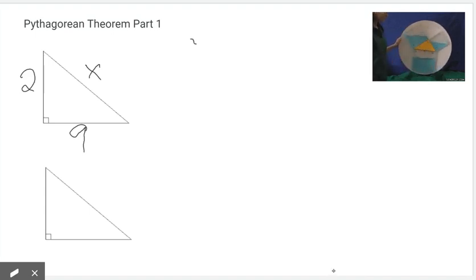Remember, your equation is a squared plus b squared equals c squared. When you're looking for the third side of a right triangle and you already have two sides, this is how it works. Now, which of these sides is my a? It can be either 2 or 9. Either one's fine, but let's do the 2. So 2 squared plus 9 squared equals x squared, since that's what we're looking for.